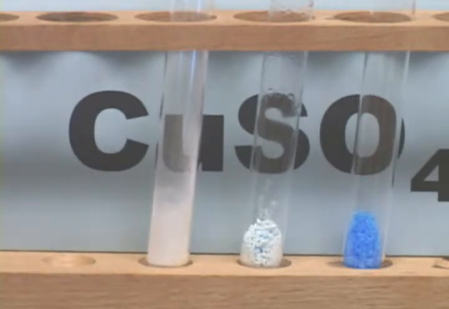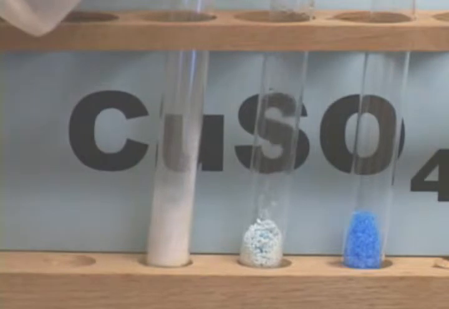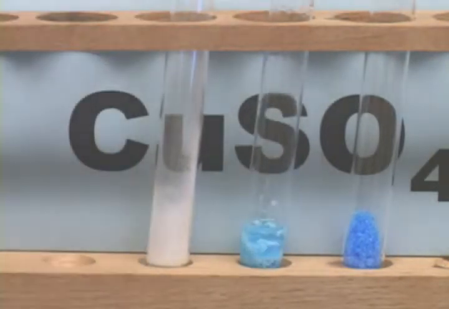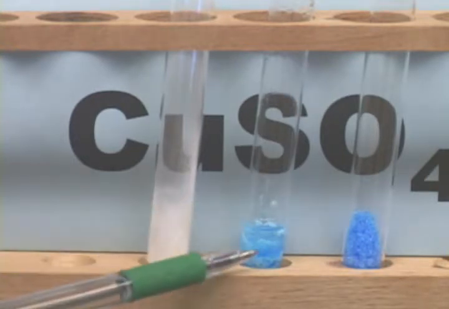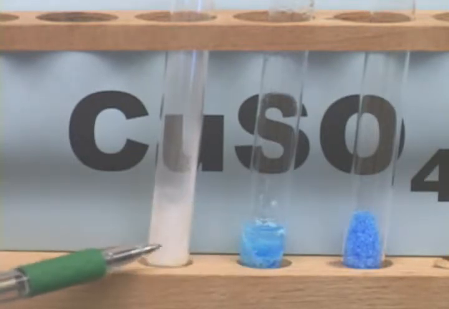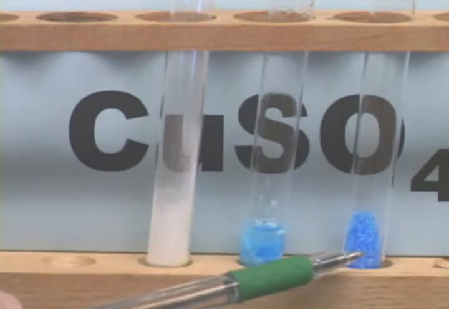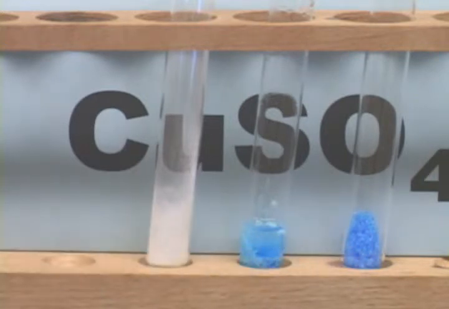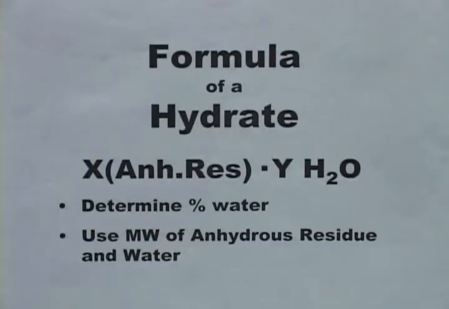To add additional evidence that it actually was a hydrate to start out with, we will put some water back into this. And as you can see, when we put the water back in, it turns from that whitish color, which is the anhydrous color, back to the blue color. Now, not all hydrates will be as dramatic as this copper sulfate demonstration, so you will have to make some decisions. We will now turn our attention to determining the formula of a hydrate.